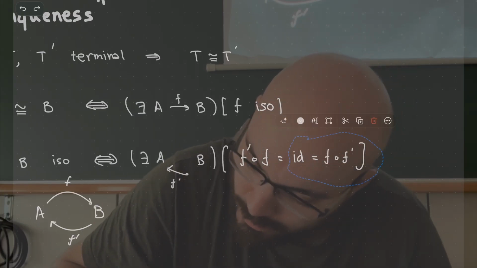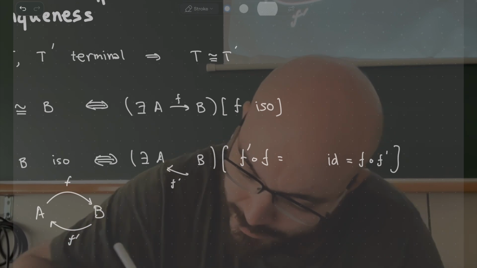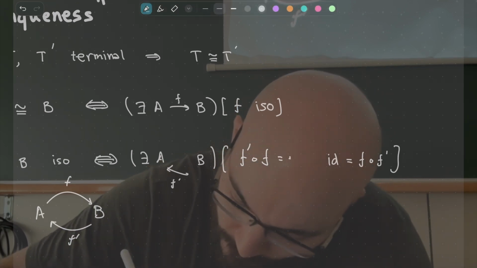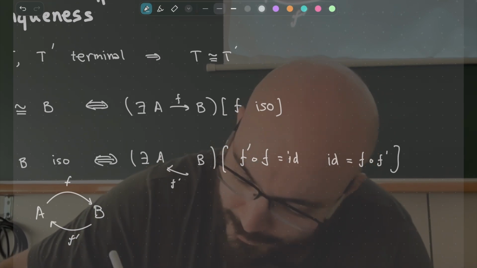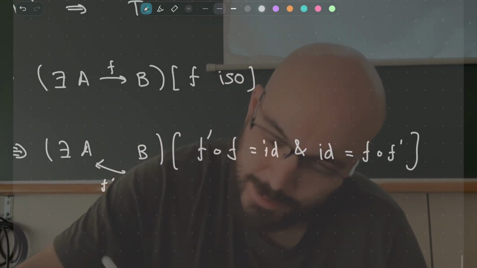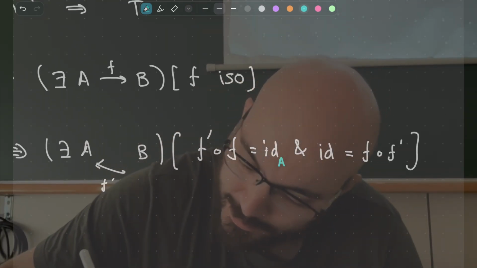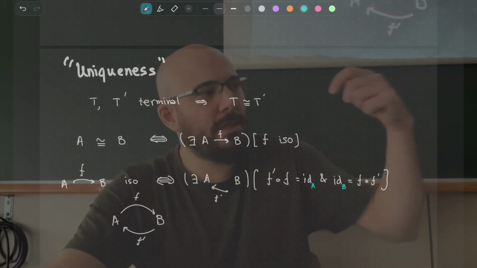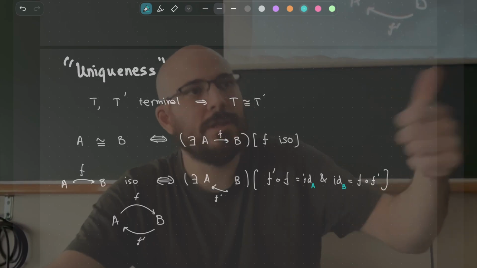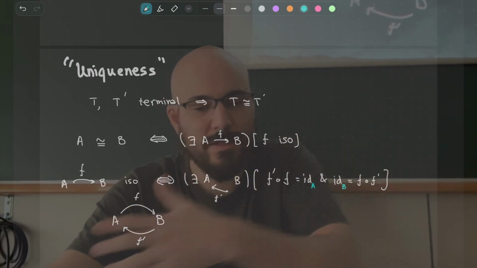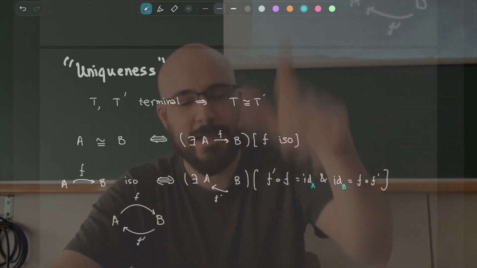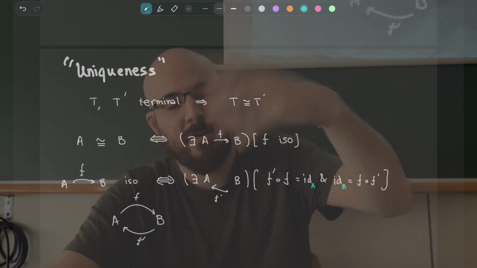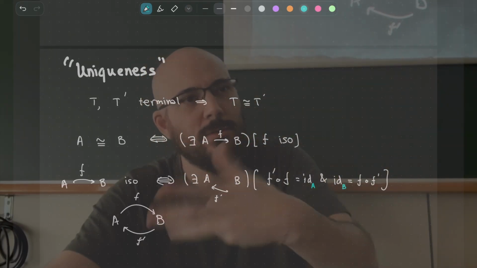I get to write this, however, which is kind of silly because this is the identity of A and this is the identity of B. Okay? So now I have a way to say that something is an isomorphism and also that two objects are isomorphic, and this is in any category. So if I translate this back to the category of sets, I find out that isomorphism means what?